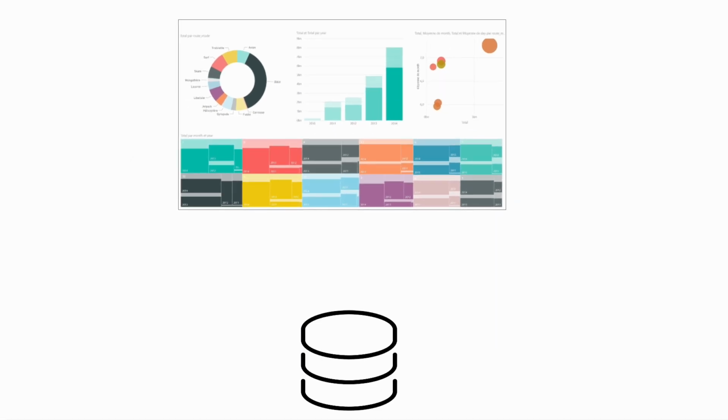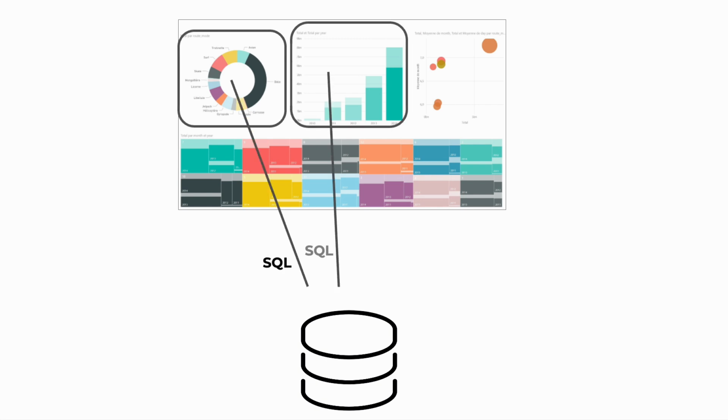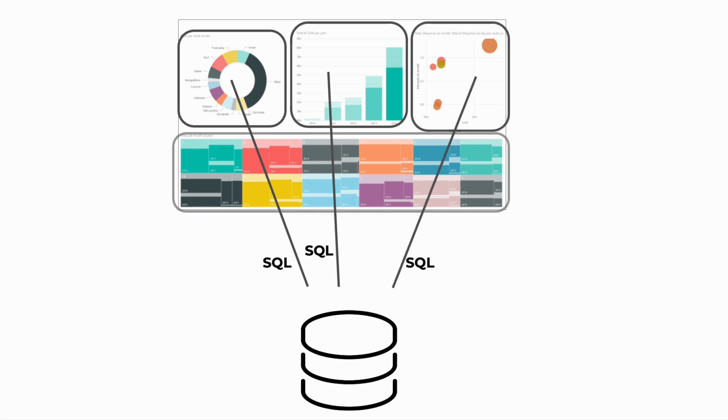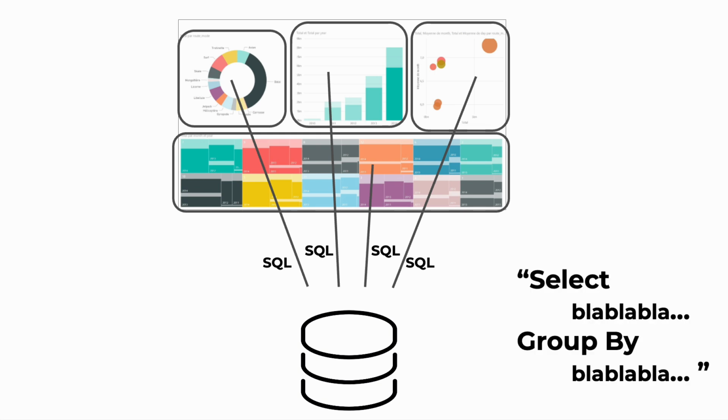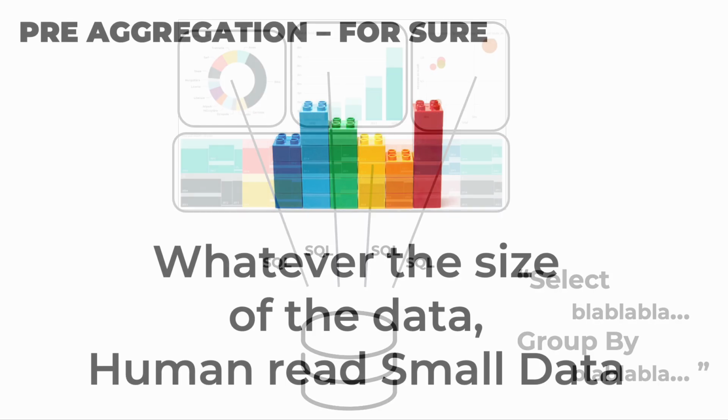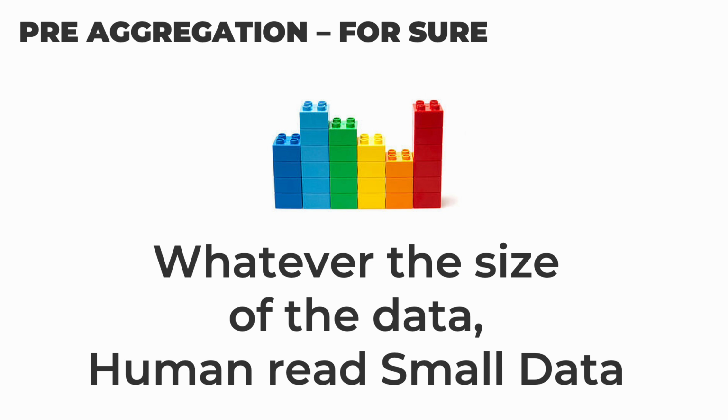As you all know, a BI dashboard is made up of different graphical elements. Each of these graphical elements corresponds to a SQL query, a group by query. This is known as an aggregation query. The result of each of these queries will be read by a human being. So the result of each of these queries is actually small data. This means that whatever the size of the raw data below, the human being using BI is going to read small data.